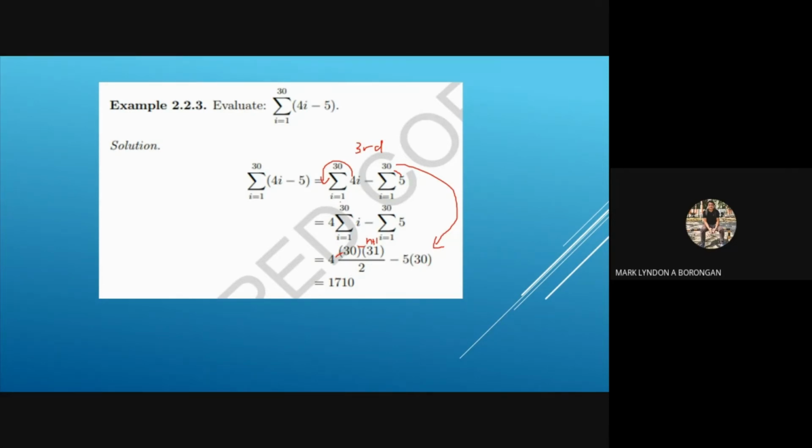Let me calculate. 4 times 30 times 31 divided by 2 gives 1,860, minus 5 times 30, which is equal to 150. When you subtract, you'll get the final answer of 1,710.